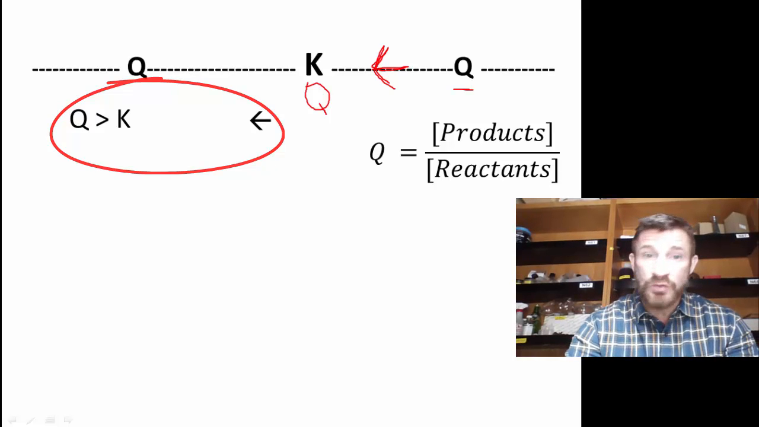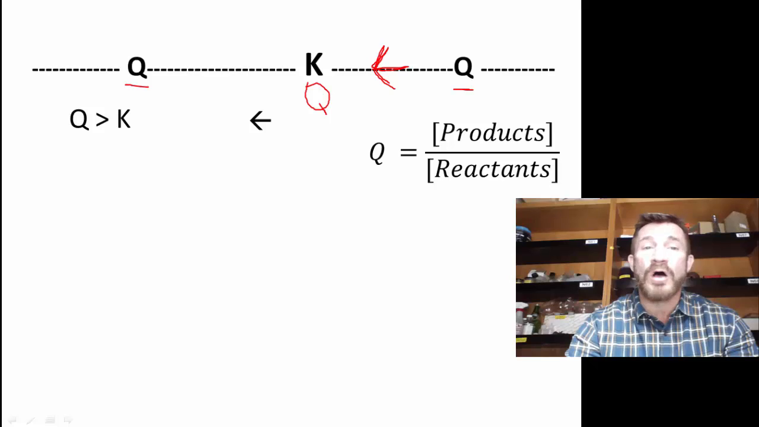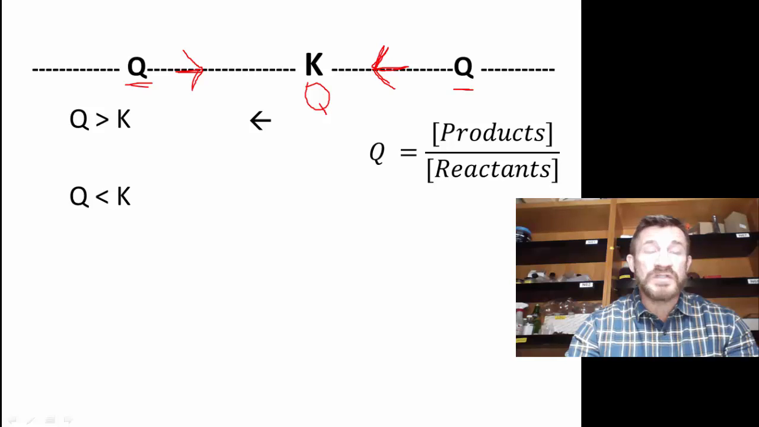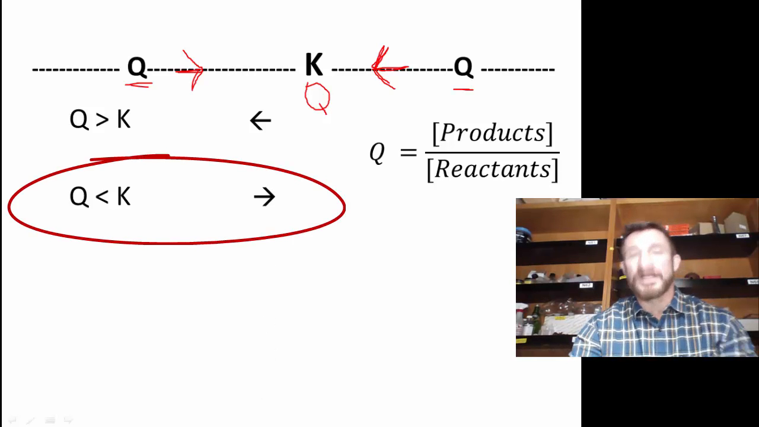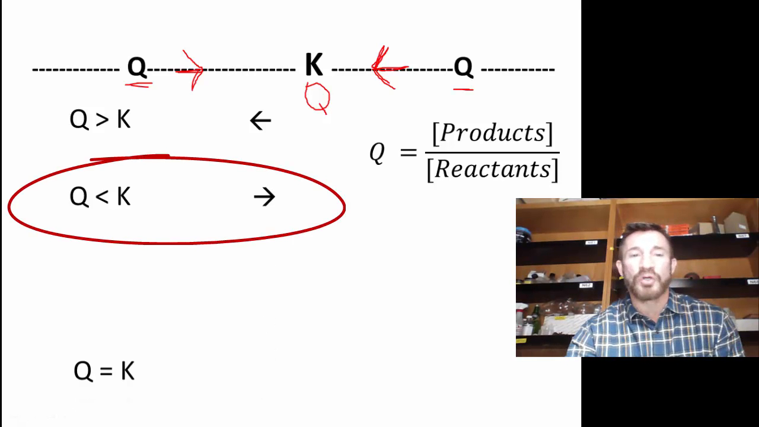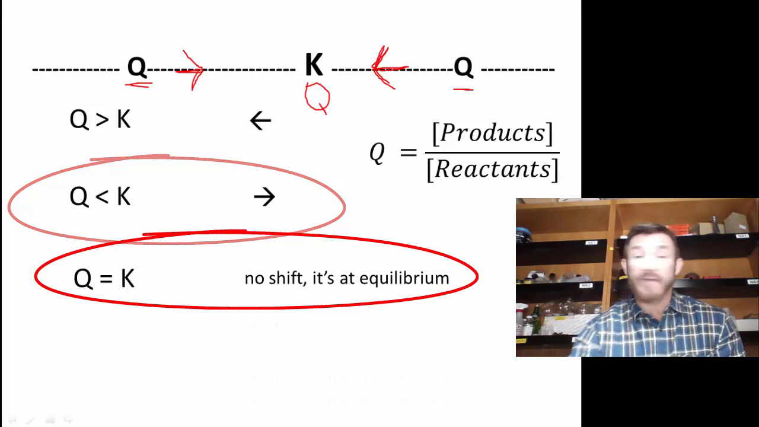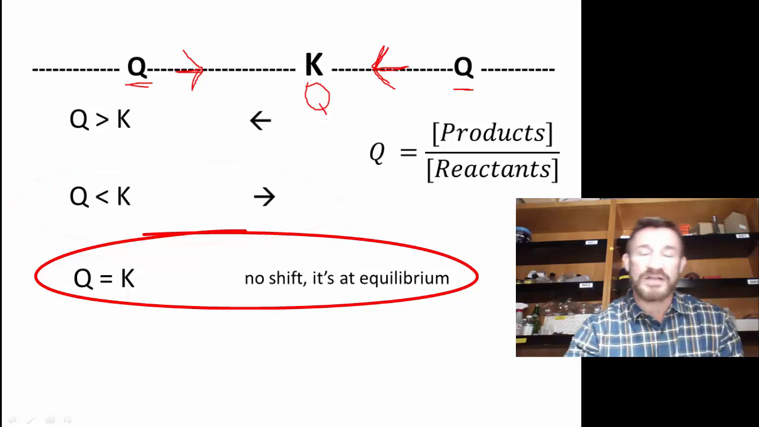Let's look at the other situation. We see here when Q is smaller than K. When Q is smaller than K, we want to get to the position where K is. So in this situation, we're going to shift to the right. So Q is smaller than K, the shift goes to the right. Then finally, we have the situation where Q and K are equal, and that's one I mentioned at the very beginning. In this one, there is no shift because it is already at equilibrium.